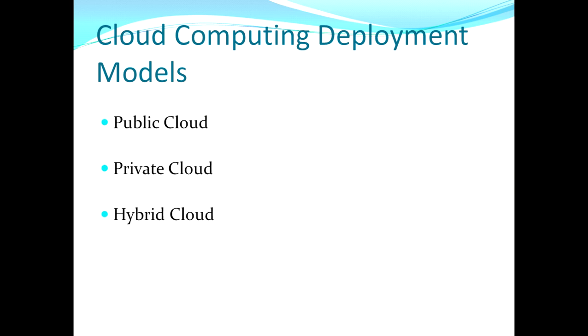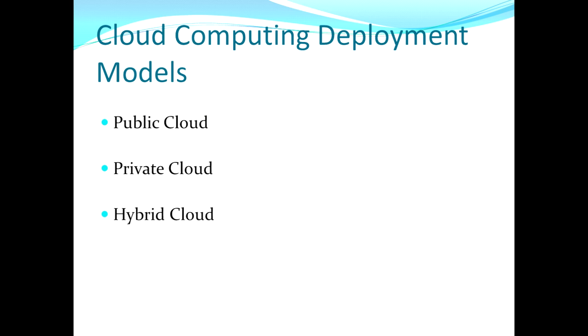Next one is deployment model. There are three cloud computing deployment models. One is the public cloud. What do you mean by public cloud? Public cloud is the cloud computing model where the cloud services are provided and managed by a third-party cloud service provider over the internet. The very important thing is that in public cloud, the infrastructure and resources are shared among multiple organizations and users.